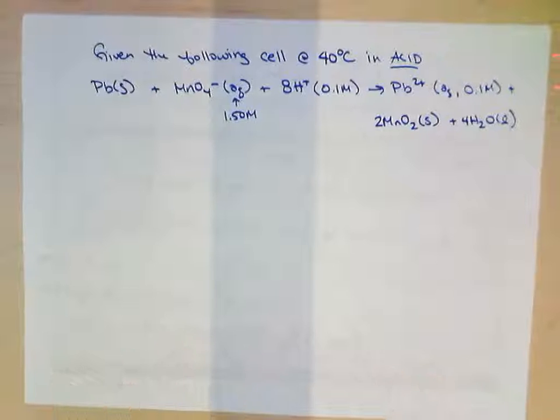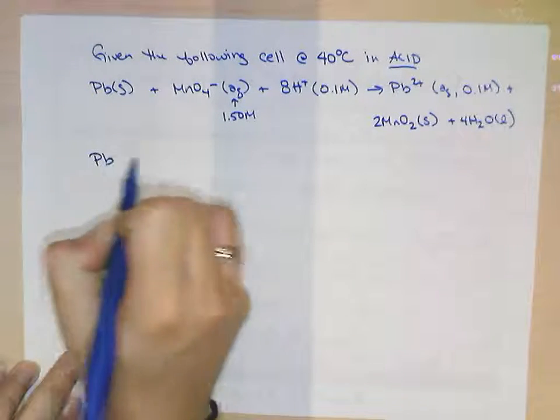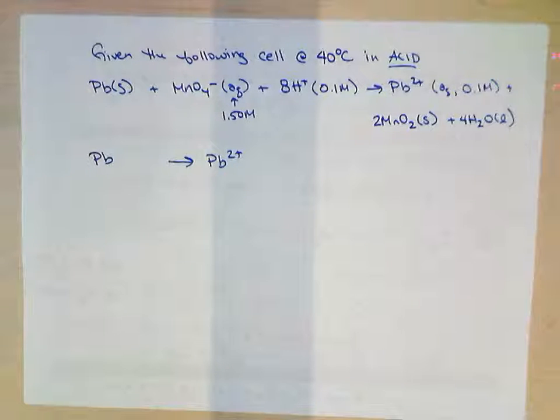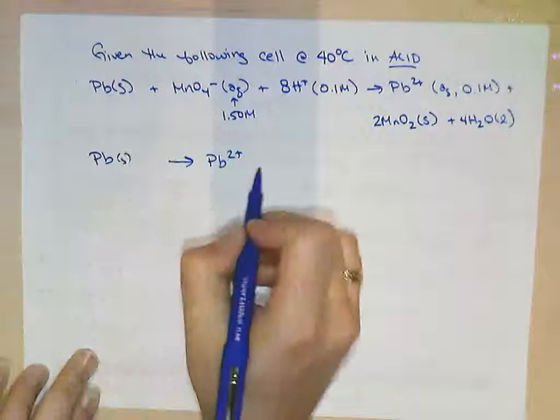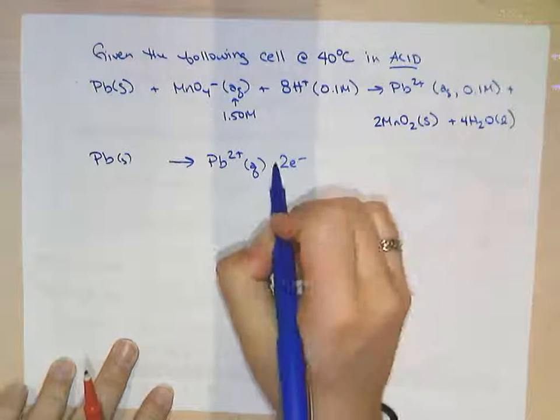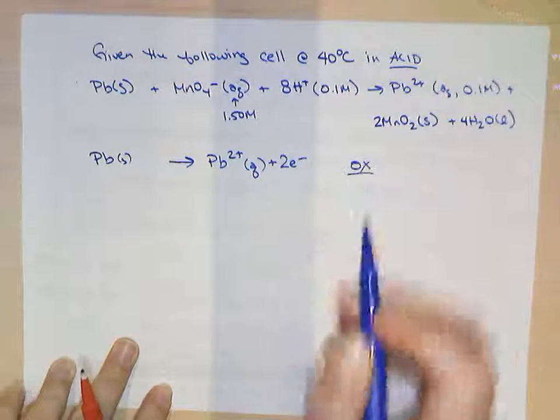All right. Do you want to do the lead half or the permanganate half? I'm going to do the easy half. We'll do lead first. All right, is this the oxidation or the reduction? Oxidation. So how many electrons do I need as products? 2. Done. Let's do the other half.